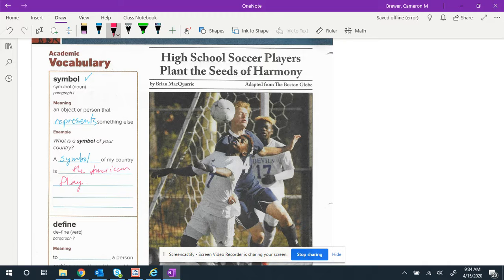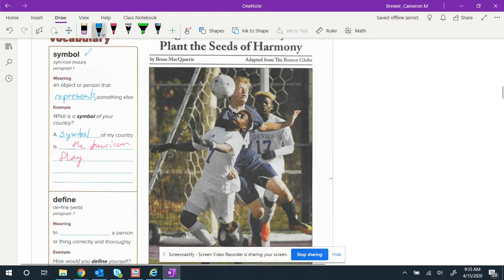You could say something like Donald Trump's hair right now is a symbol of our country. You could say the bald eagle. You could say American pie. You could say dollar bills. You could say all kinds of things. So I'm interested to see what you guys have to say.